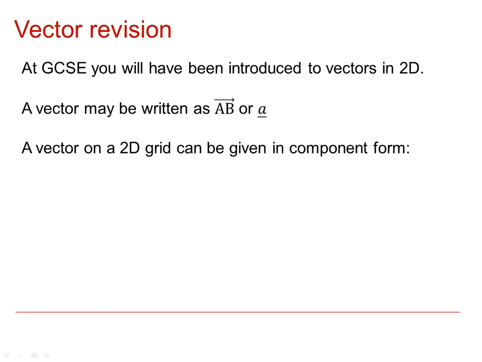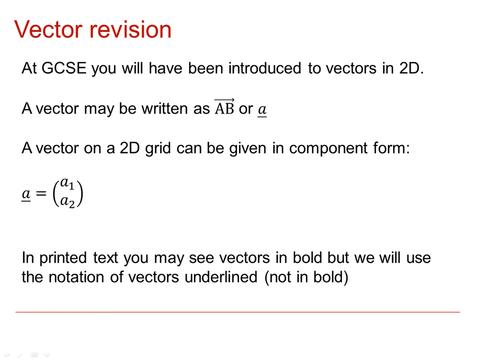In 2 dimensions we can give it in vector form, component form, so that vector A would have 2 parts to its column vector, A1 and A2, so A1 in the x direction and A2 in the y direction. As I've already said, if we have printed text then it's probably going to be in bold, but you should always underline when you're writing.